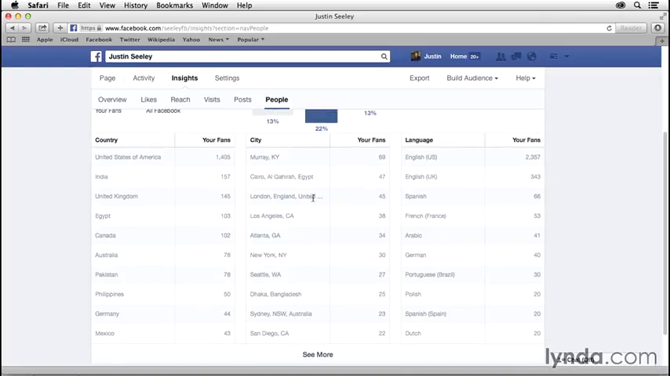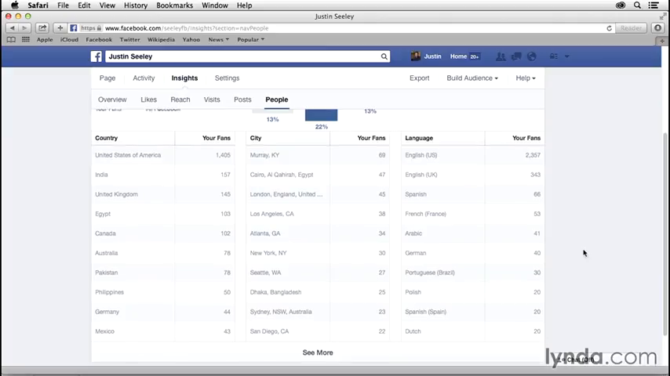I can then break that down based on city. What's interesting to me is Murray, Kentucky, that is actually where I'm originally from, is leading the pack with 69 people that like me in that city. So thanks everybody back home for that. What's interesting to me, though, is that directly underneath that, the next leading city is Cairo, Egypt, which I find to be just fascinating. And then underneath there, we've got London, England, Los Angeles, Atlanta, New York, Seattle. I've got lots of different diverse communities that pay attention to what I say.